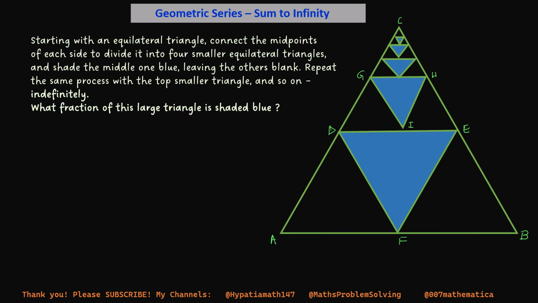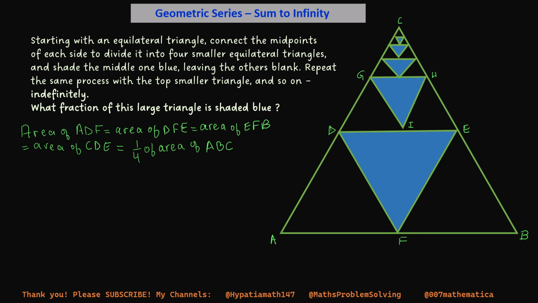So if I were to name some of the vertices to help me explain it clearly, we can say that the area of ADF, which is this area, is equal to the area of DFE, equal to the area of EFB, and equal to the area of CDE, which is the top triangle. So they are all equal and they divide the triangle ABC into equal parts. So you have this equal to 1/4 of the area of ABC.